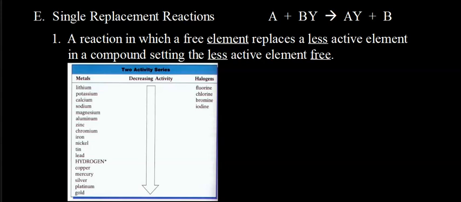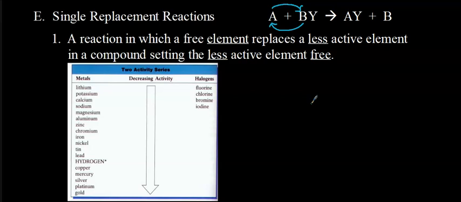Let me show you that. Now, what types of things are going to trade places? So similar things trade places. So if A was a metal, let's say, A would replace the metal that's in the compound, BY. Or if A was a nonmetal, then A replaces the nonmetal in the compound. So here's how it works. It says a reaction in which a free element, so that means an element by itself, replaces a less active element in a compound, setting the less active element free.